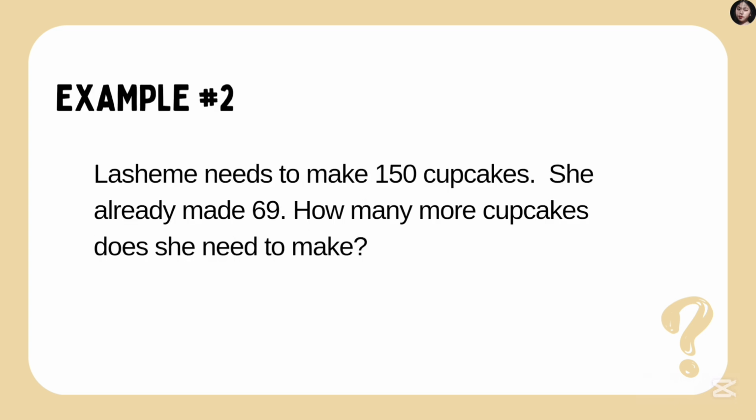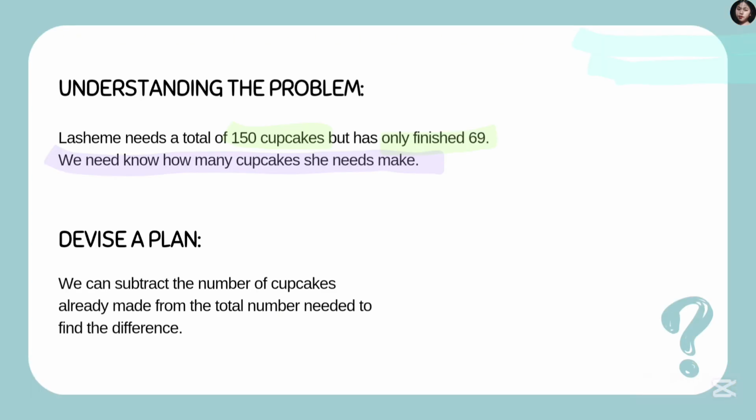Example number 2. Lashimi needs to make 150 cupcakes. She already made 69. How many more cupcakes does she needs to make? Let us first understand the problem. So si Lashimi daw, gusto niyang gumawa ng 150 cupcakes in total. Nakagawa na siya ng 69. Ilan pa yung kailangan niyang gawin? So yan yung tanong. So let us devise a plan.